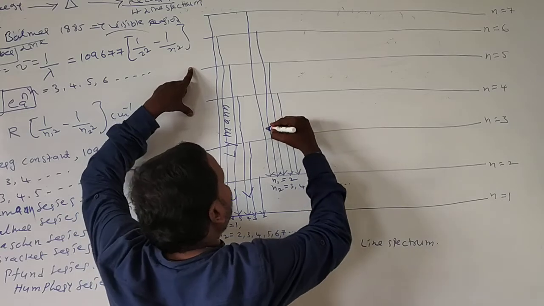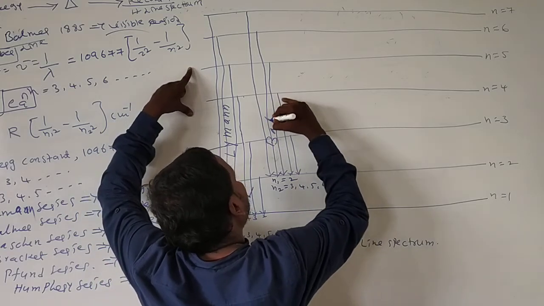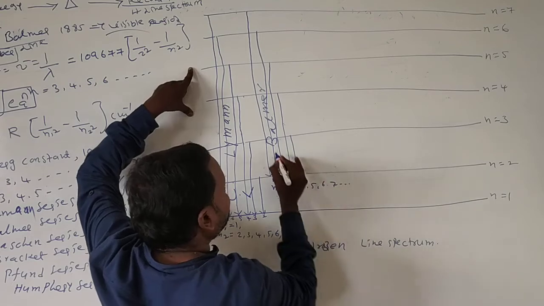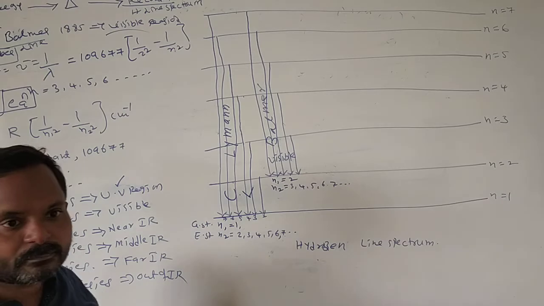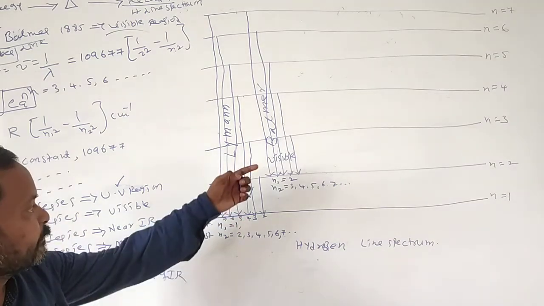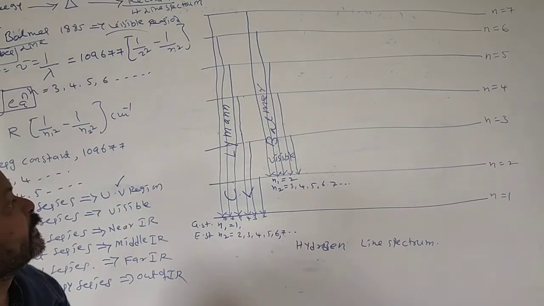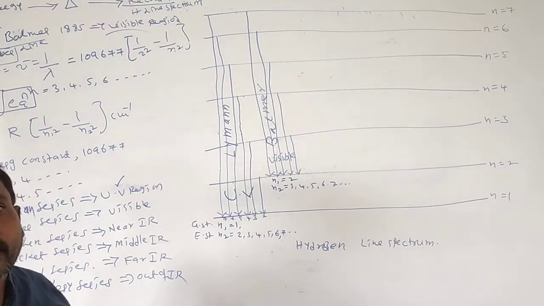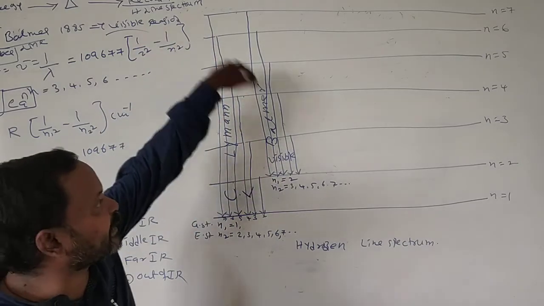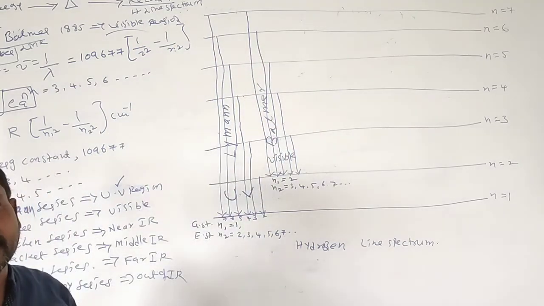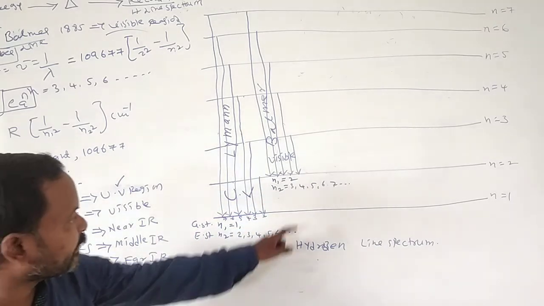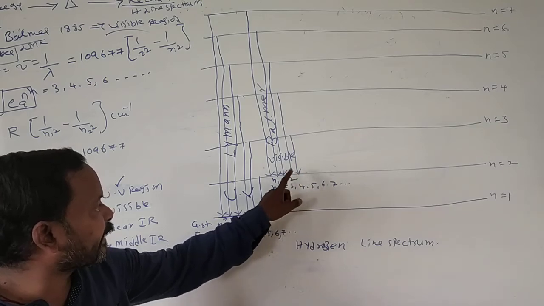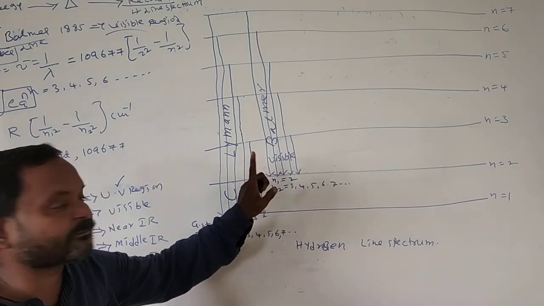This series of lines we call Balmer series. This is observed at the visible region. When an electron jumps from higher energy levels to the 2nd energy level, we call them Balmer series of lines. Here, this is the first line, this is the second line, this is the third line, this is the fourth line, this is the fifth line.